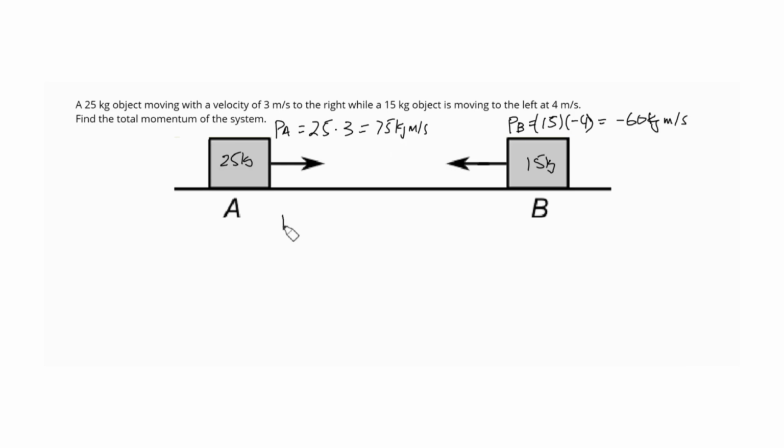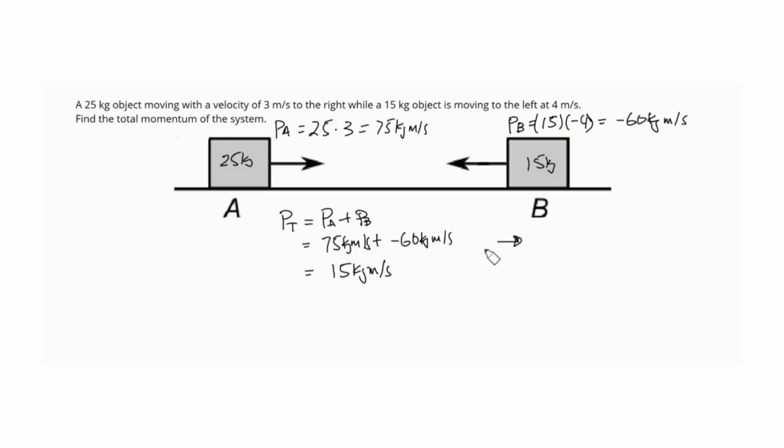So now when I want to find the total momentum, I'll call it PT, it will be PA plus PB, and in this case it would be 75 kg m/s plus a negative 60 kg m/s, giving you 15 kg m/s. And since this is positive, we know that the total momentum of both these guys is pointing to the right. Basically it has a net momentum that acts in that direction.